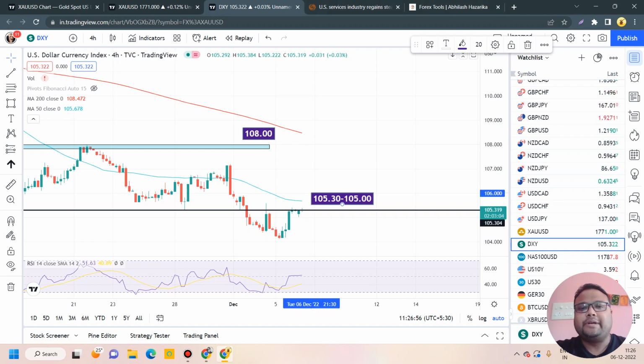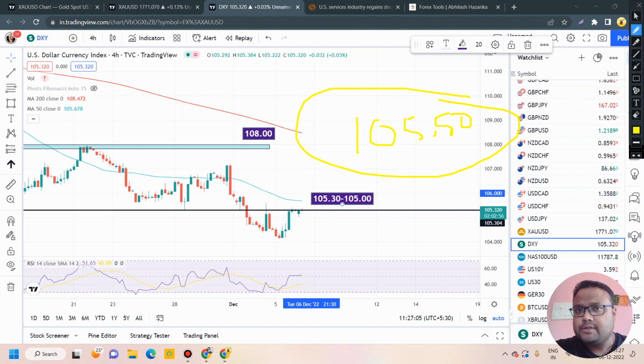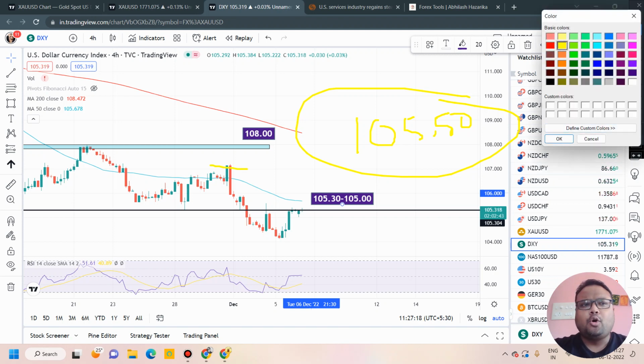The next critical level for DXY will be 105.50. It will have to cross 105.50, and only then can we understand that buyers are back, bulls are back, and the next level will be 107 for DXY. Overall, the chart is still very much under the dominance of sellers.